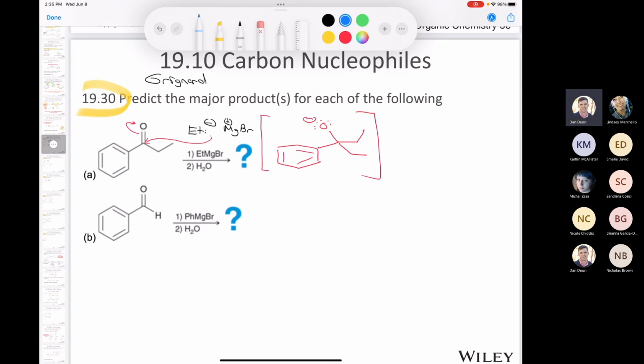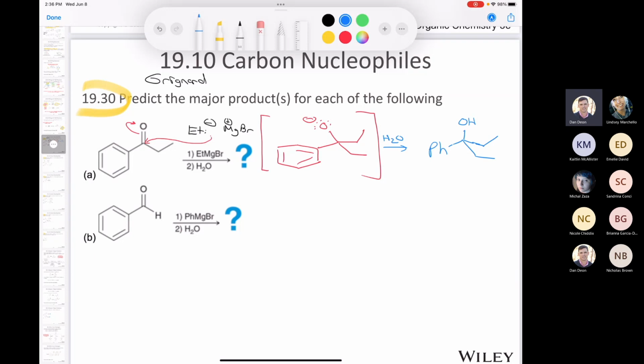And then we're going to treat that with water in the second step, which is going to behave as an acid. And that's going to give us our final product, which would be this. So let's draw that out. So we end up with a tertiary alcohol in the first one.